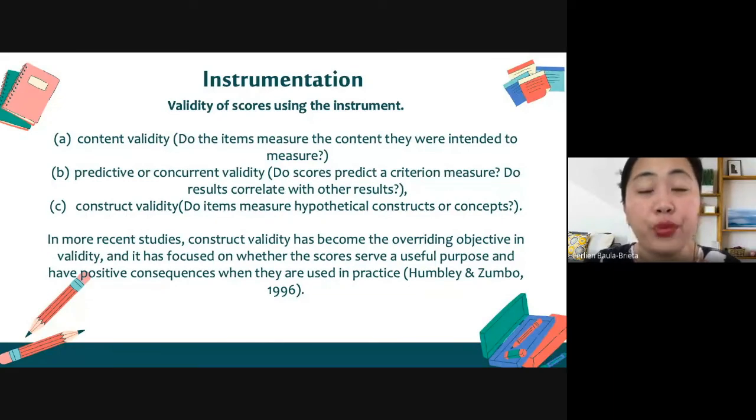So in your cover letter, you can request your validator in detail that he or she can do validity of scores or do some content, predictive, or construct validity in your instrument to make sure that the scores that you will get from the instrument that you have made are reliable.